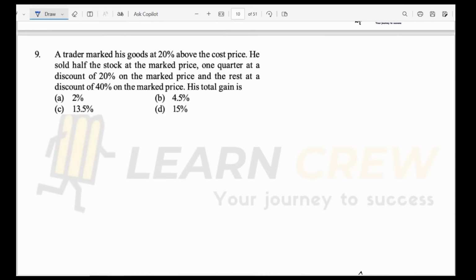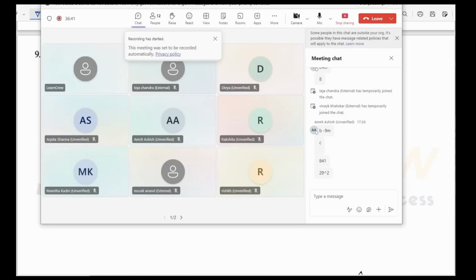Question number 8. Answer quickly. 9. Whoever is in the online, I'm expecting the answer from you. Mamata. Kadri. Answer. What is the answer? Question number 9. Teja. Answer.